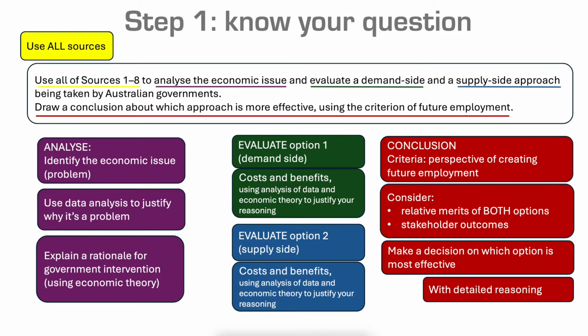The final step is to draw your conclusions about which approach is more effective. And that's a big hint there, more effective, from the perspective of creating future employment. You must, in your conclusion, consider the relative merits of both options. You may also want to think about your stakeholder outcomes on households, firms, and government. Based on that examination of relative merits, make your decision on which option is most effective and provide detailed reasoning.